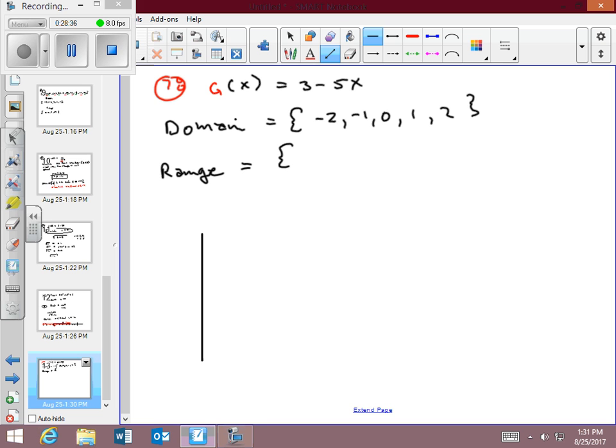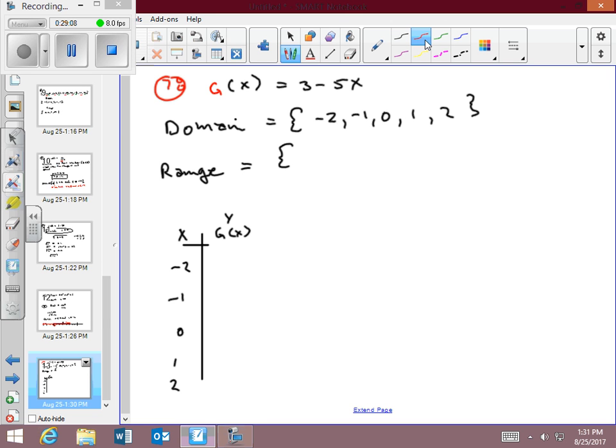The way to do it, if you don't see it other ways, let's do it this way. Put in an x, and then over here put a g of x, because this is a function, so it is a relationship. So technically you can say this is y, right? Now then, for every one of the numbers, x is minus 2, minus 1, 0, 1, and 2, find the corresponding g of x or y value.